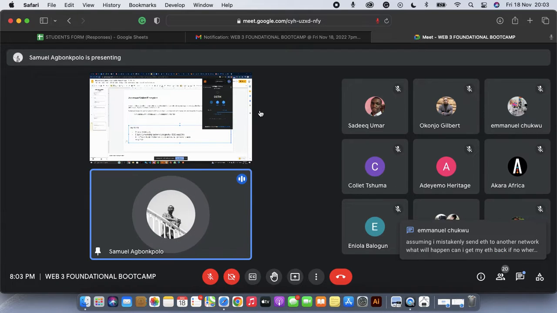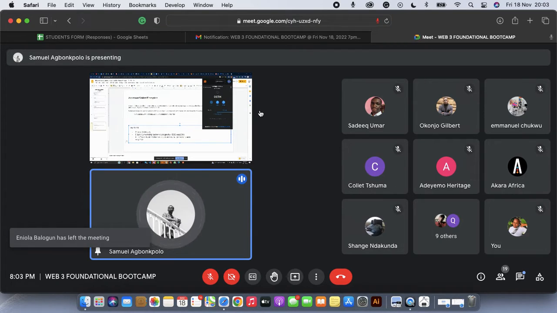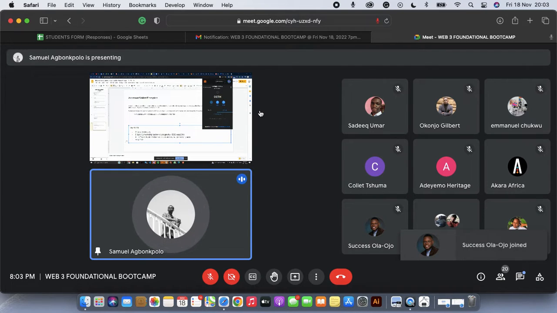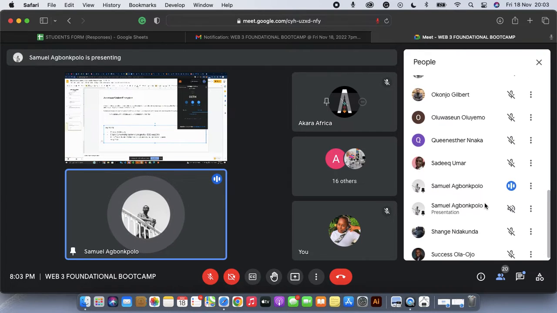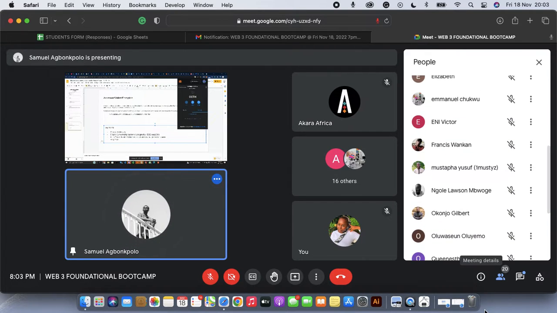So assuming I mistakenly send it to another network, what will happen? If nowhere, where will my ETH go? Oh, okay. So the thing is, you can't send your ETH to another network except you use what we call a bridge, right? A bridge is a smart contract that allows you to move assets from one blockchain to another. Except you're saying maybe you mistakenly send your ETH to another address. If you mistakenly send your ETH to another address, then that's it. You're not getting that money back.